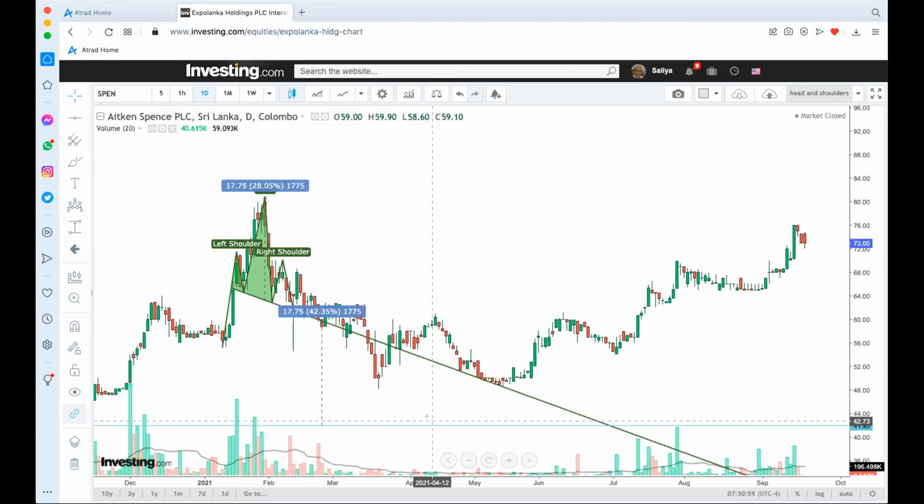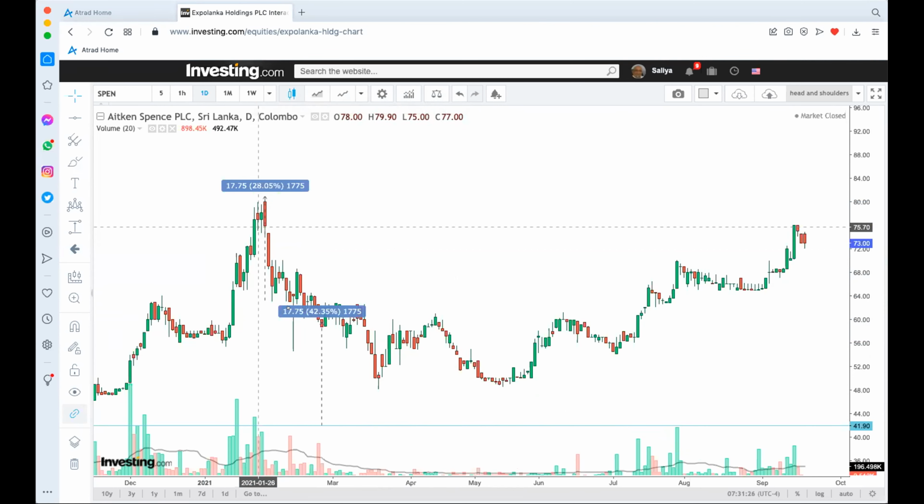Just because it's a reversal pattern does not necessarily mean that the trend which was up is going to just reverse for a long period. It can be a short-lived reversal, right? So that is what is important to bear in mind when you use the regular head and shoulder pattern.